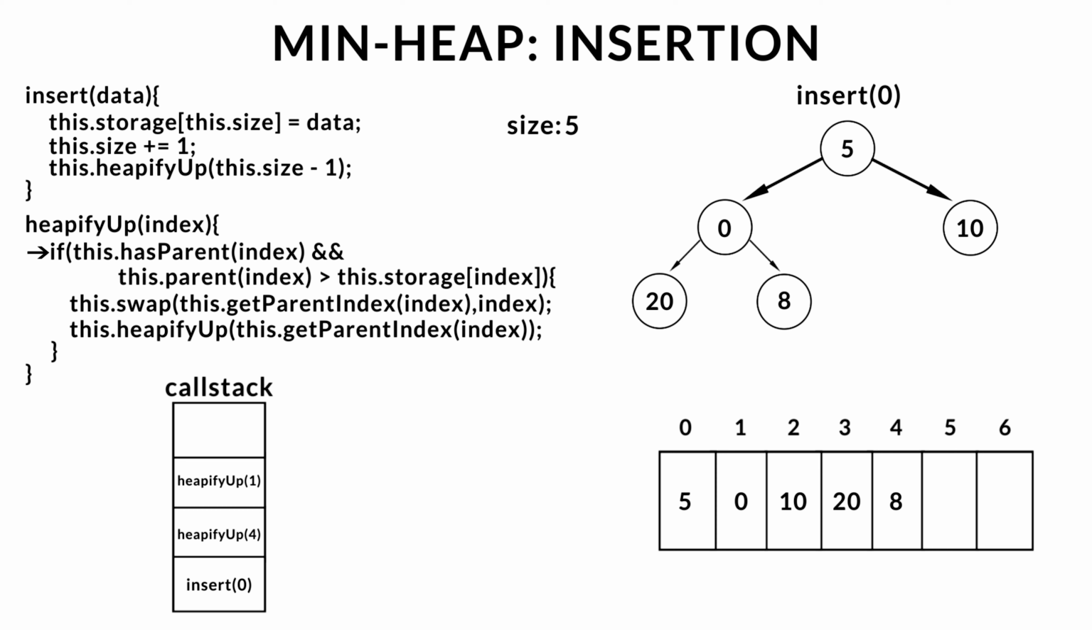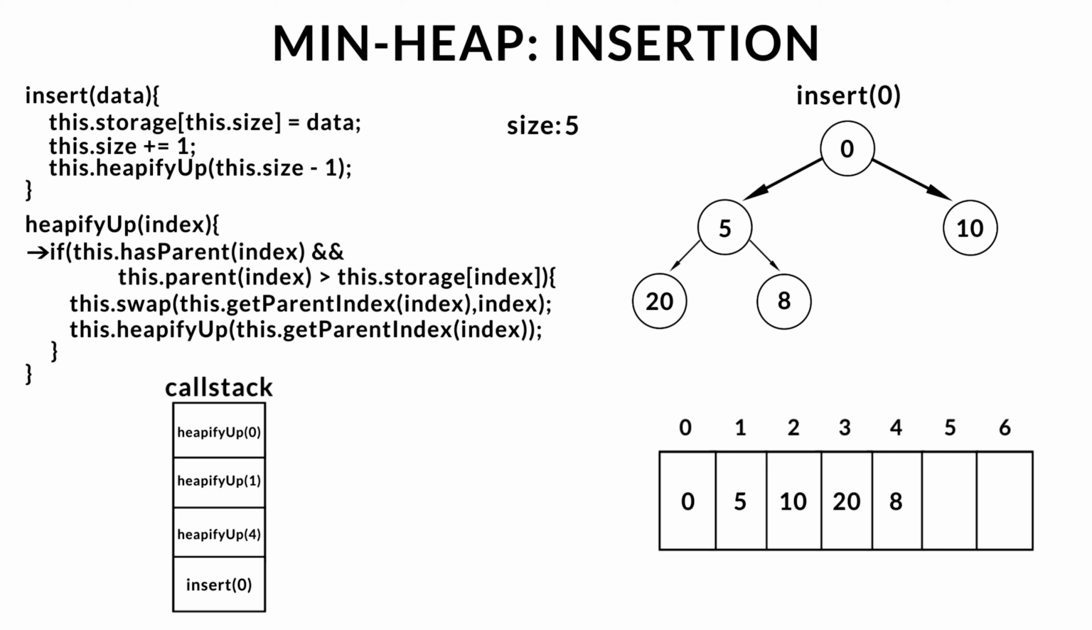Executing our heapifyUp method once again. Does the node we're currently at have a parent? Yes, it does. And is the parent greater than the node we're currently at? Yes, it is. So we go ahead and swap between the two indices. We then go ahead and recursively call our heapifyUp method once again, this time passing in 0. So we push this on top of the stack.